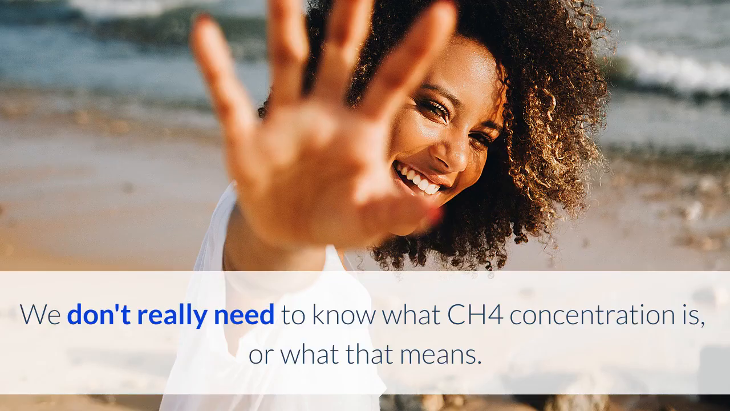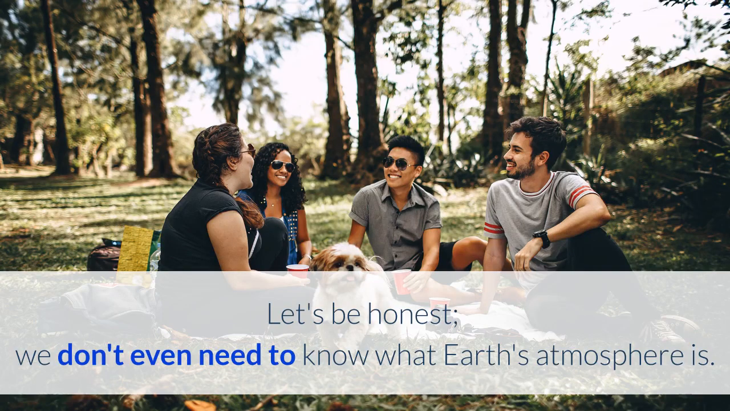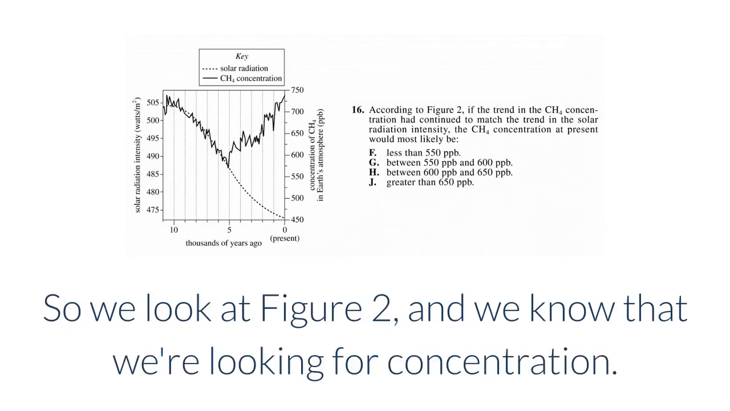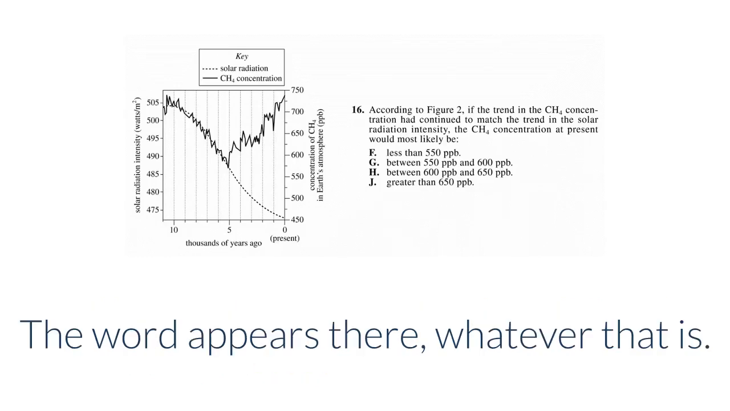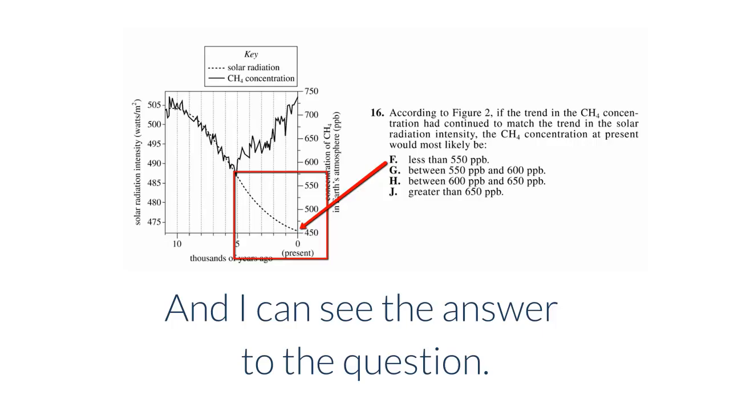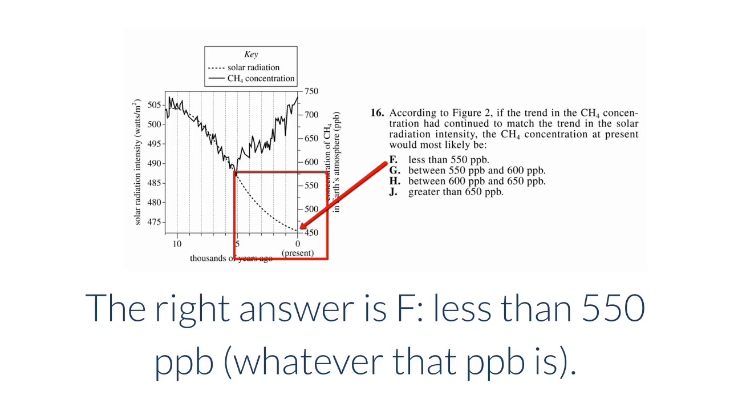We don't really need to know what ppb means here. We don't really even need to know what CH4 concentration is or what that means. Let's be honest, we don't even need to know what Earth's atmosphere is. None of that matters. What matters is that we know it says go to Figure 2. So we look at Figure 2 and we know that we're looking for concentration. The word appears there, whatever that is. I'm reading a chart. I do not have to use these words for anything more than signposts. And I can see the answer to the question. The right answer is F. Less than 550 ppb, whatever that ppb is.